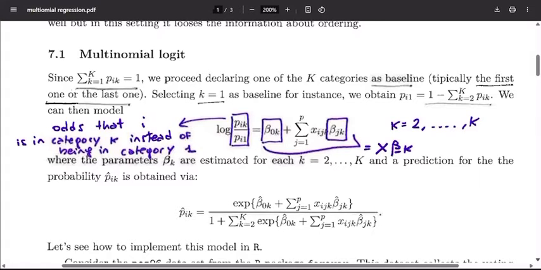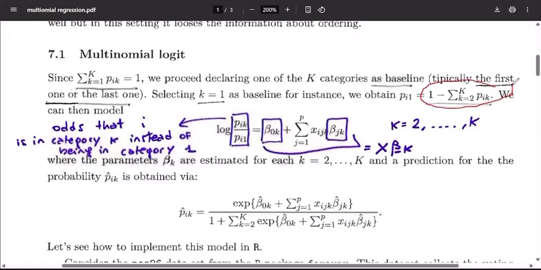And because of that, when we set k to be 1 as a baseline, then the probability pi now becomes 1 minus the sum. I need you to pay attention to this. Give me one second. You're actually going to see k start from what? 2. Because I've already referenced one level of the categories.